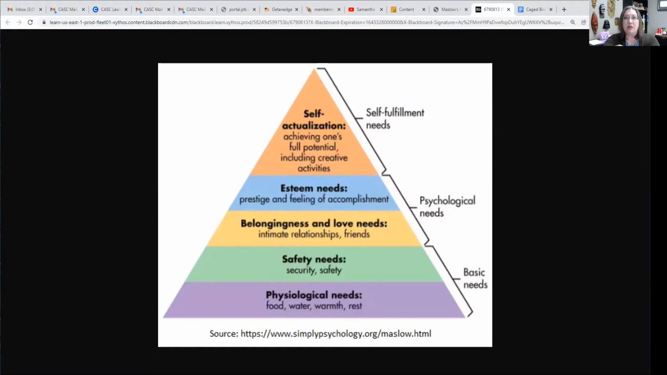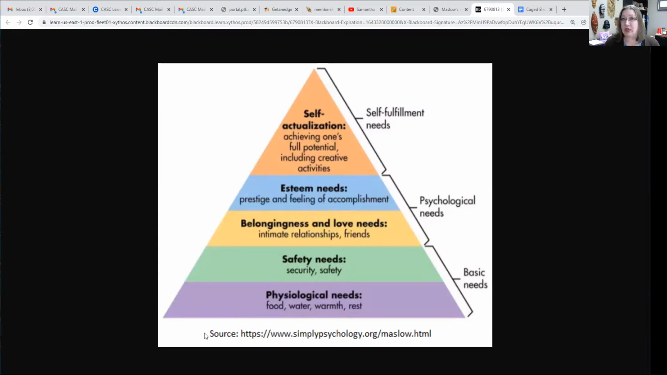Now, Maslow says in order for us to reach that pinnacle, we have to start with those basic needs. So this is where we go to this purple section, the physiological needs. In order to survive, in order to sustain life, we must have the physiological needs met: food, water, warmth, and rest. Of course, that's really important.